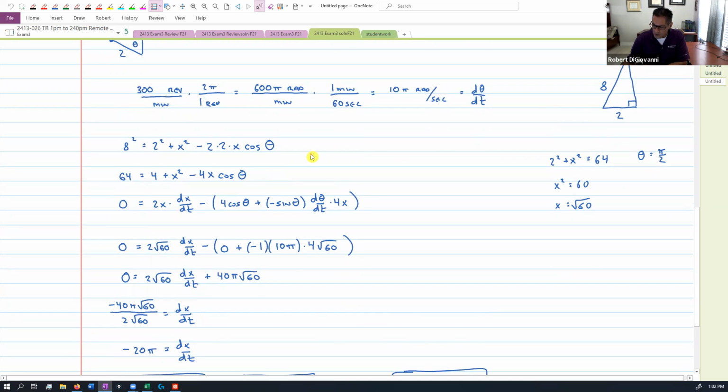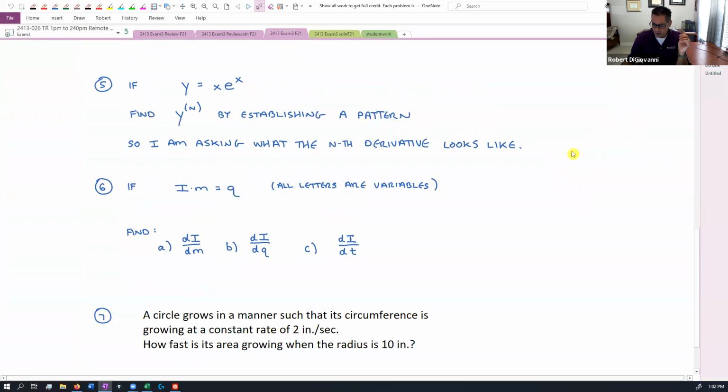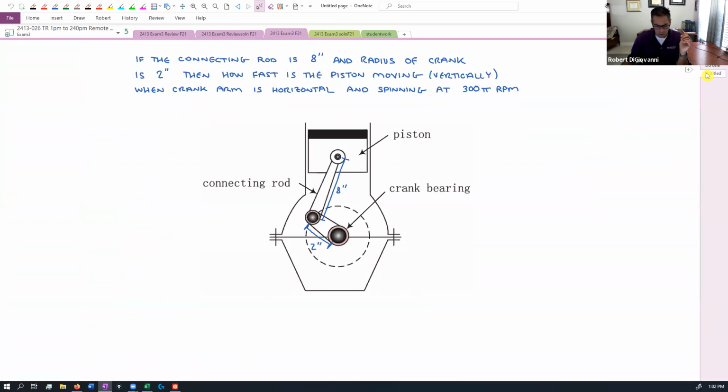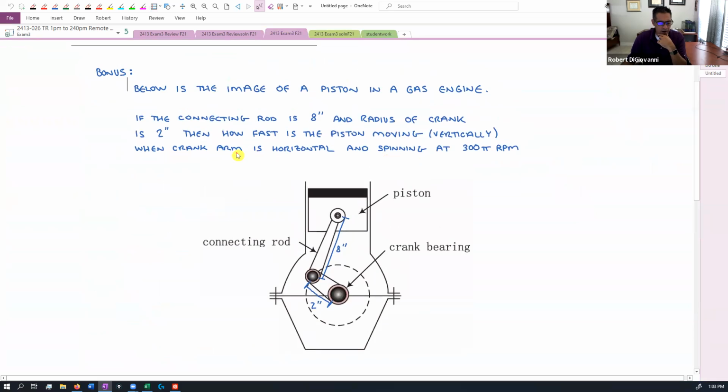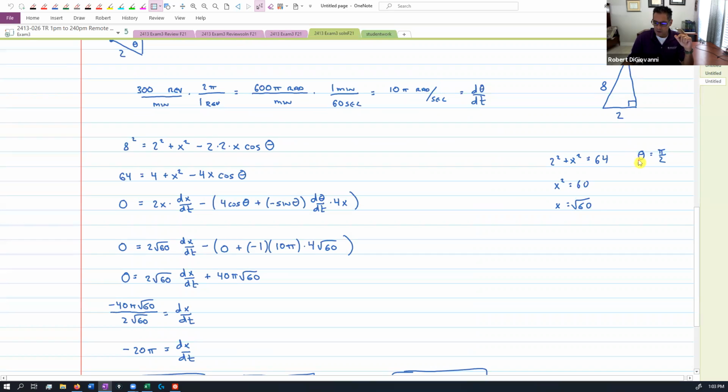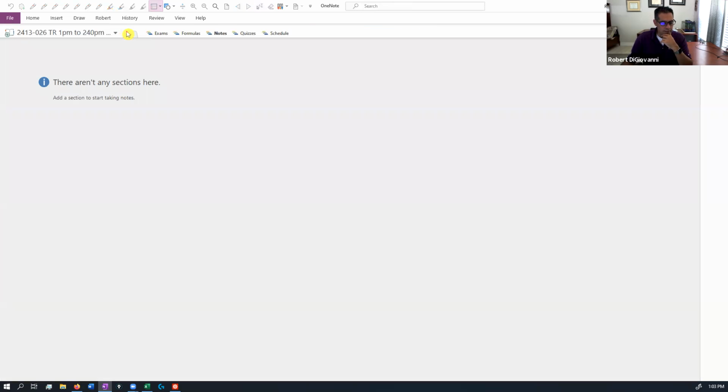I'm trying to think if there was anything special. You wanted to know when the crank arm is horizontal. So when this arm is down here or over here, in either case, you get a right triangle. So when you have a right triangle, your theta over here is going to be pi/2. So that's the basic overview of it. I won't go into any more on that.